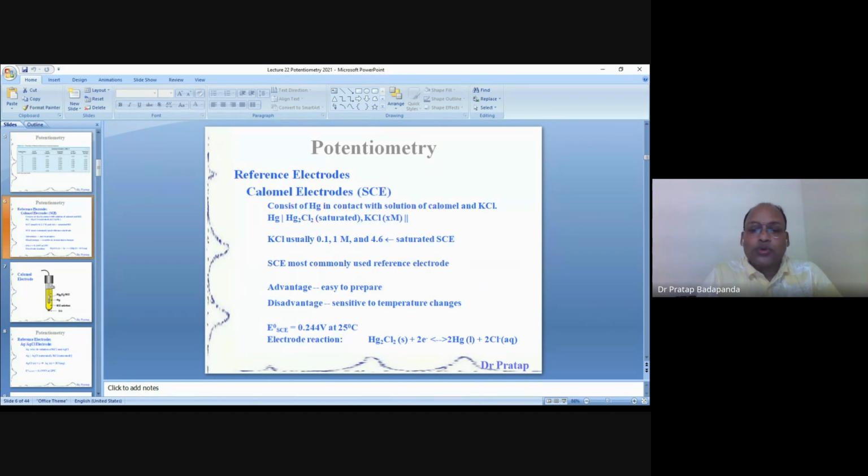Standard calomel electrode is the most commonly used reference electrode. So usually the standard calomel electrode is used as the most common reference electrode.